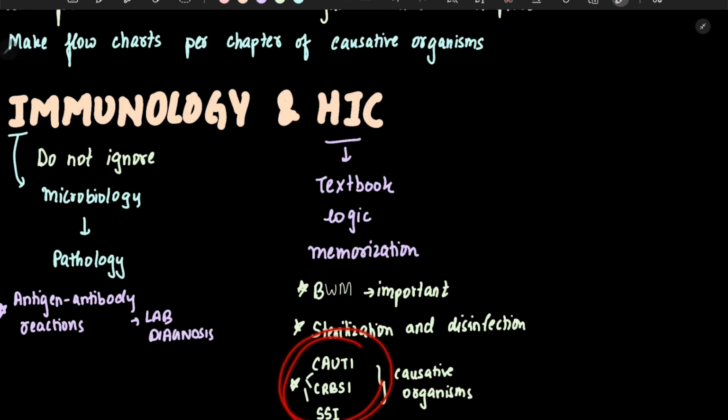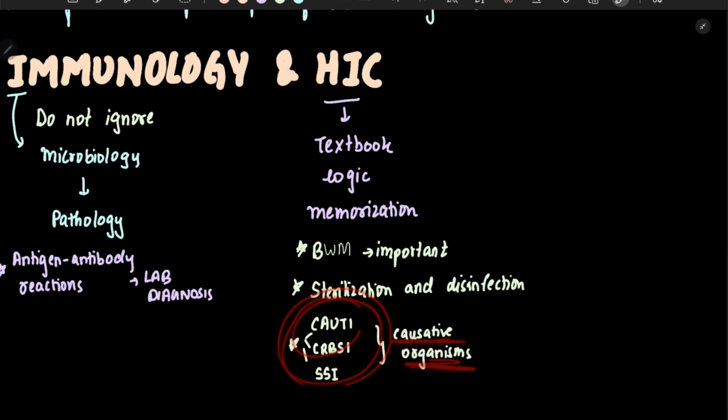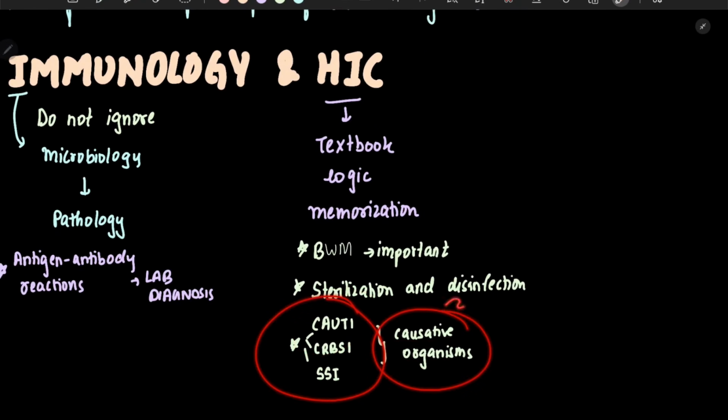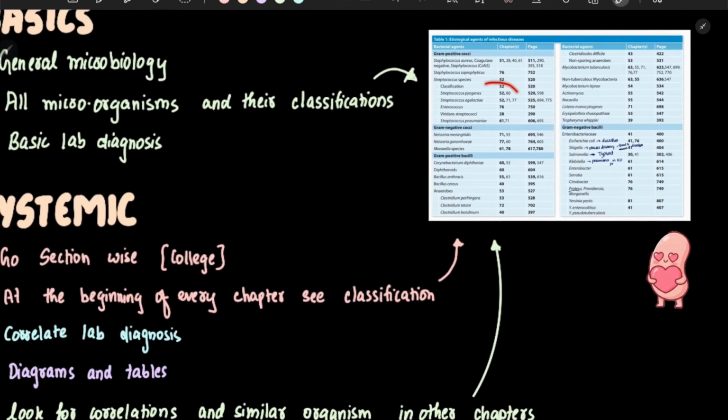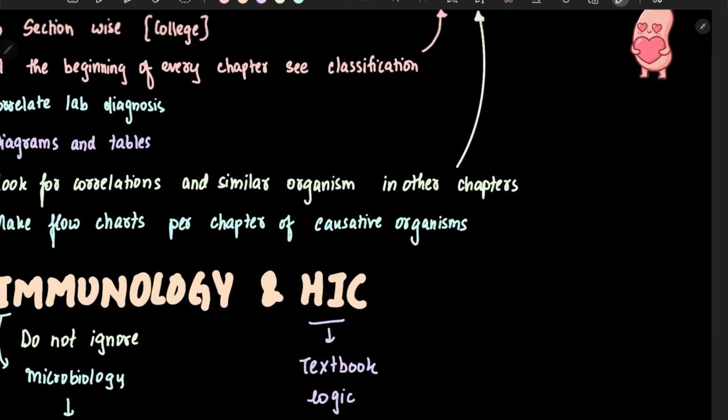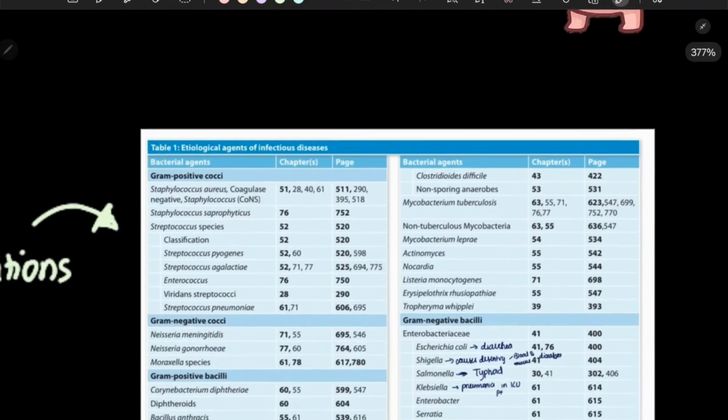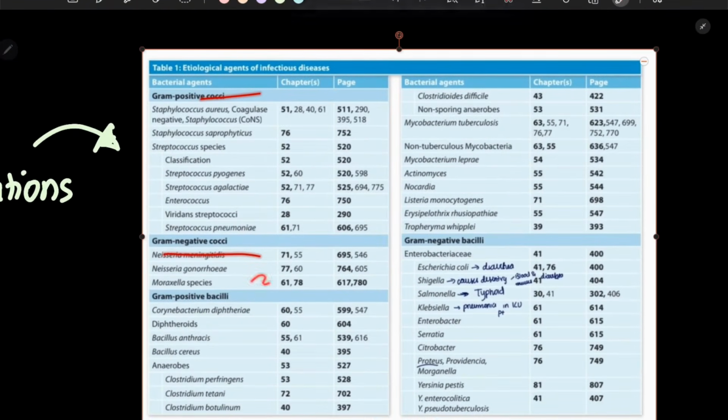In these topics, what is very important is again the causative organisms. So when you're doing this, what I want you to do is go back and look at what those causative organisms fall into. Are they bacteria? What kind of bacteria are they? Are they gram positive? Are they gram negative? Or what are they? Bacilli? Are they cocci? This is again going to help you understand the organisms in detail.